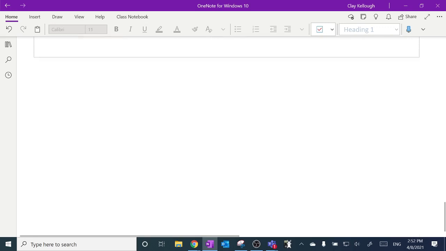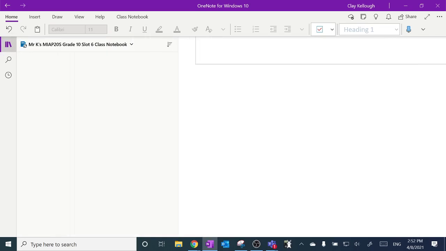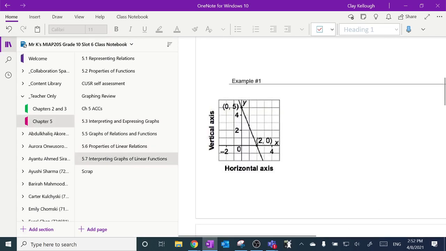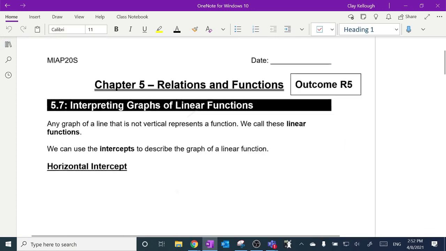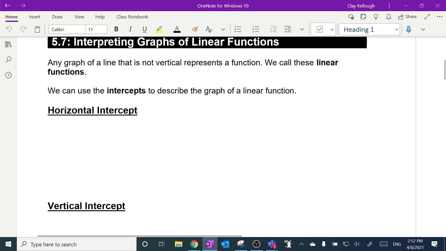5.7. Oh, hang on. I think I have to go to my other page. There we go. 5.7. Come on. There we go. All right. Intercepts. Do you not have this one? Oh, yeah, of course.